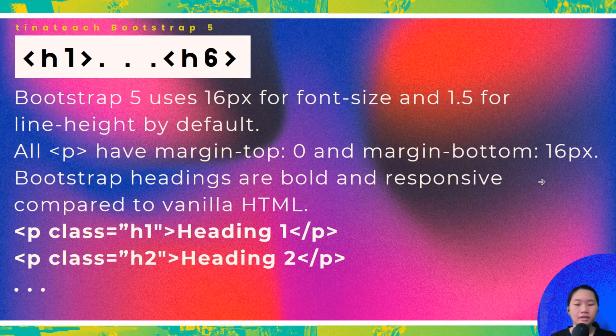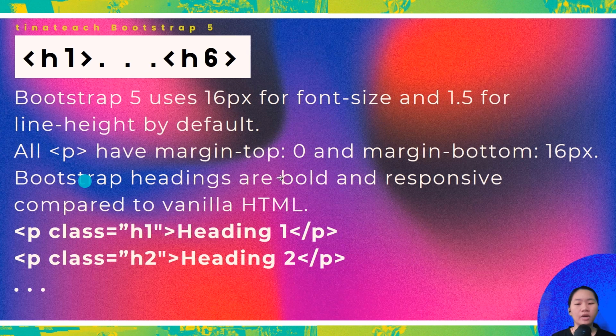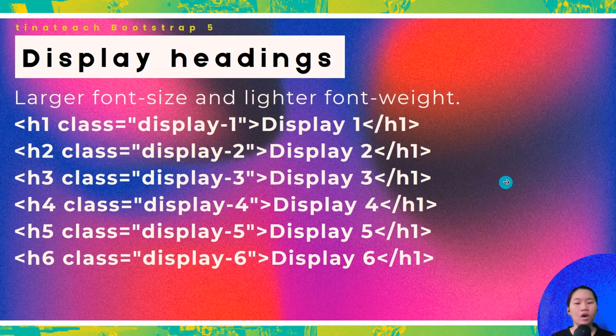And it's just very simple. You need to put class equals to H1 if you want to go for heading 1, H2 if you want to go for heading 2, so on and so forth. Let's move on to the next part, which is display headings, larger font size and lighter font weight, okay? And just like how you would with headings, instead of H1, you go all out display-1 with a hyphen in between, okay? So no spacing, just a hyphen in replacement of that.